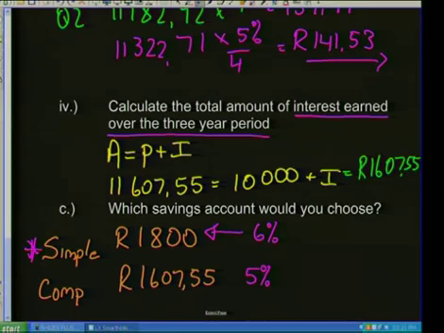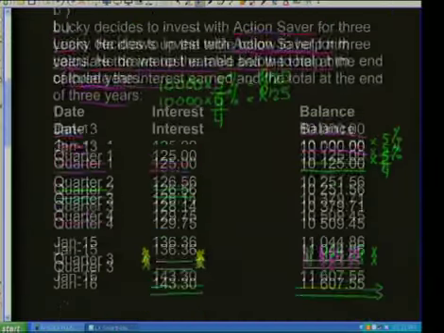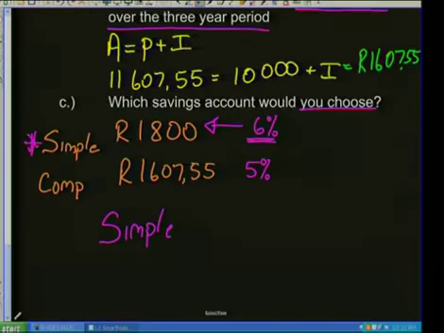So in Lucky's case, he was investing for 3 years. Which is better for him? Definitely the simple interest, because it was a higher interest rate. So compound interest, yes, he would earn more if it was the same interest rate. So our question is, which savings account would you choose? And if it was only 3 years, if I was exactly like Lucky and I had that 10,000 Rand, I would choose the simple one. And what was that simple account called? It was called the Safe Saver. So we would choose the simple, and it is the Safe Saver.